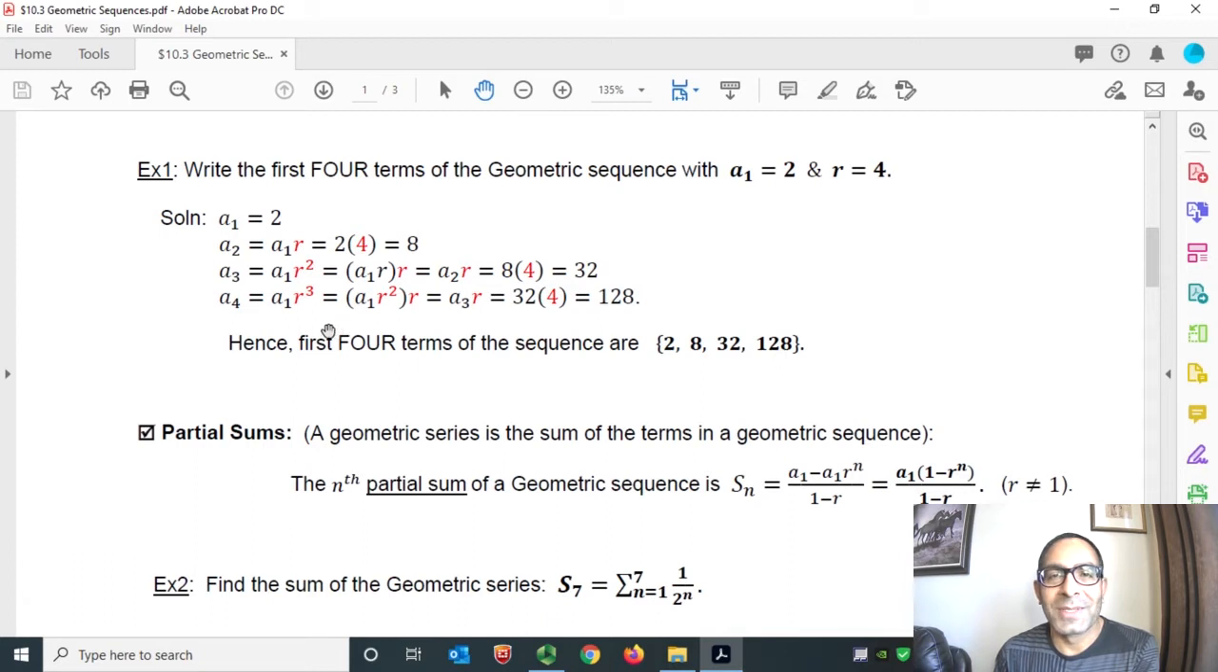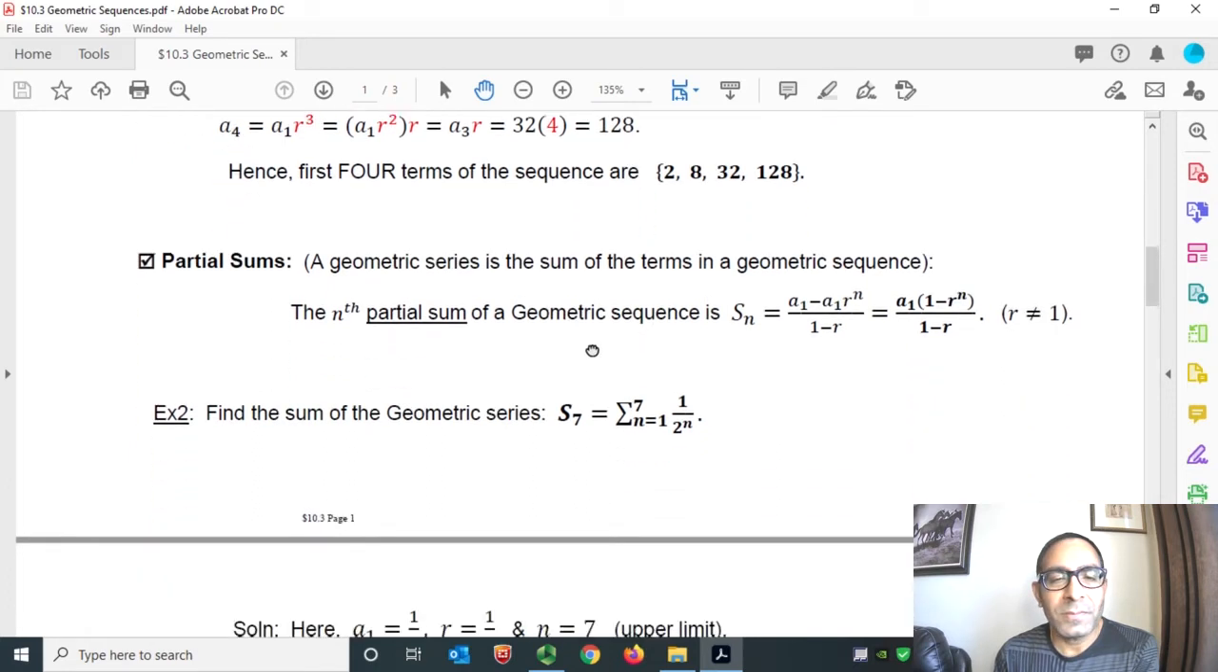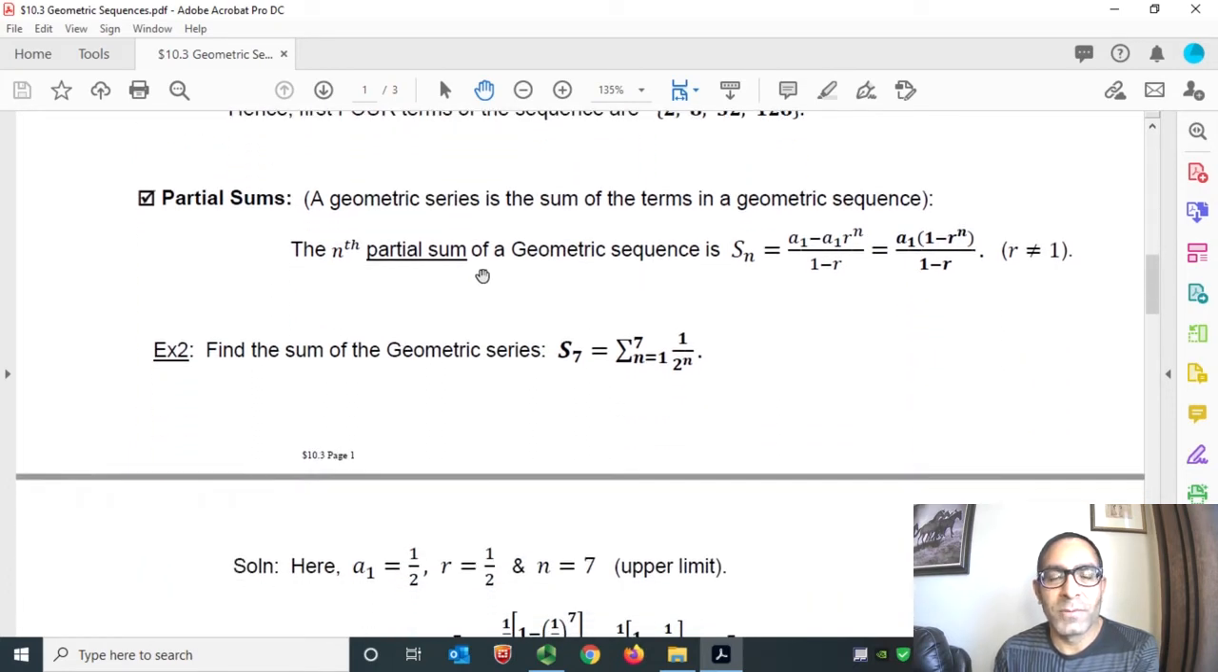I hope this solution makes sense to you all. Next, let's talk about partial sums of a geometric sequence. The nth partial sum of a geometric sequence is given by this formula: Sn equals the first term times 1 minus r to the power n, all over 1 minus r, where r is the common ratio.